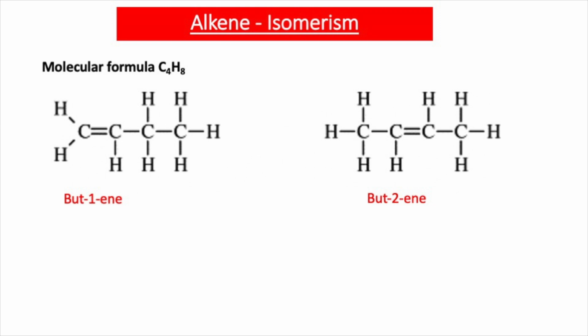Now, but-1-ene and but-2-ene are isomers of each other, and they're positional isomers because we've moved the carbon-carbon double bond to a different position. In the first molecule, it's between carbons 1 and 2, and in the second molecule, it's between carbons 2 and 3. They're positional isomers.